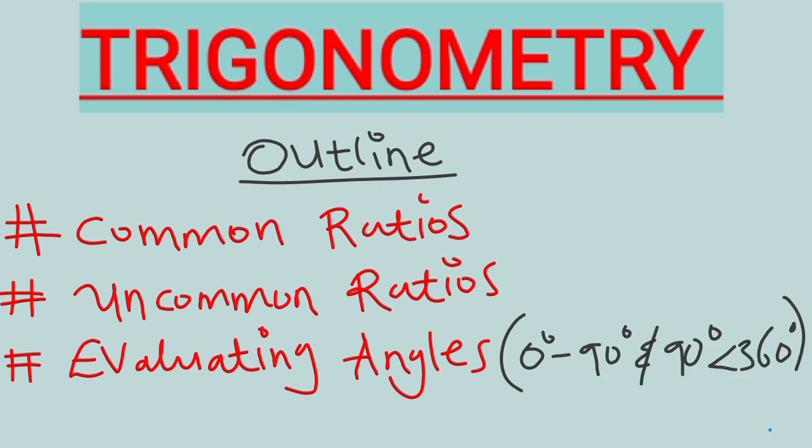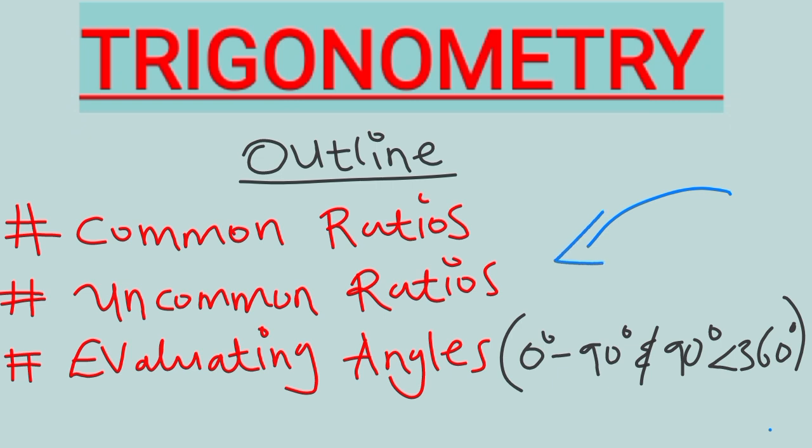Basically, trigonometry is a very simple and easy topic. The word trig just means triangle, and the nometry part just means the study. So trigonometry is just the study of triangles. What you are able to see there is just an overview of what we're going to be talking about.